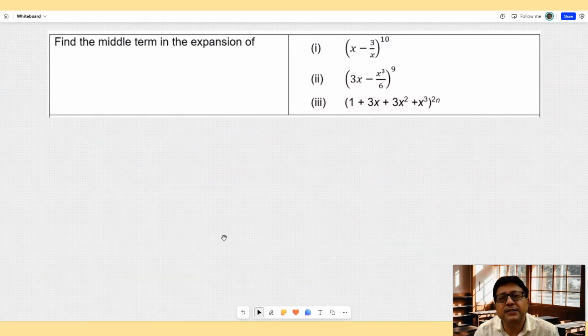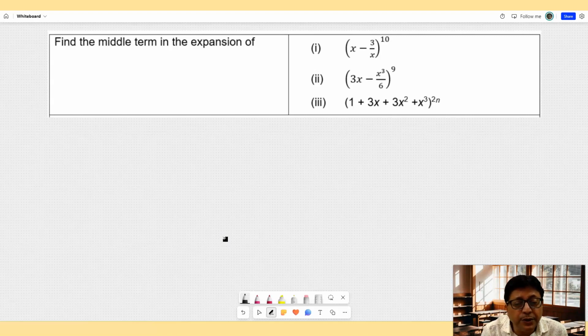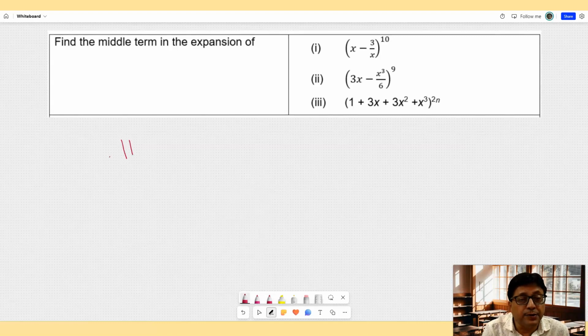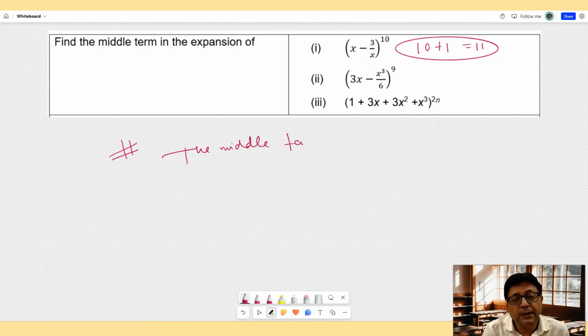Now let us see how to find the middle term in the expansion of (x minus 3 by x) to the power 10. For this kind of problem, I told you, you need to find the number of terms, then you use the formula or direct calculation. It's up to you. Here the number of terms after expansion is 10 plus 1, that is 11. So the middle term is T. Which one is the middle term? Number of terms 11, it will be 11 plus 1 by 2.